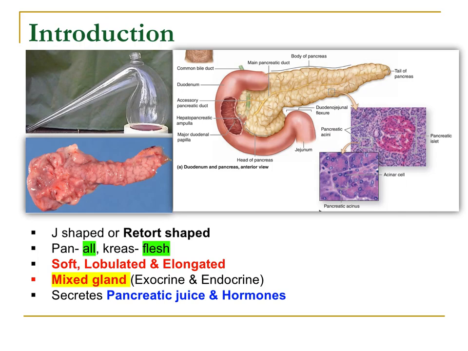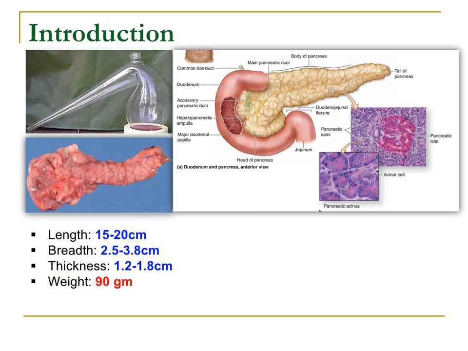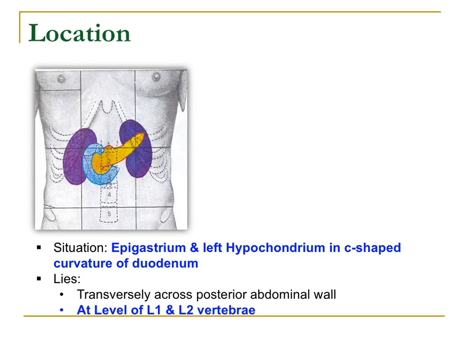Okay, so let's move ahead to the length, breadth, thickness, and the weight of the pancreas. If you see the pancreas, it is almost 90 grams, and the length, breadth, and thickness are 15 to 20 centimeters, 2.5 to 3.8 centimeters, and 1.2 to 1.8 centimeters respectively.